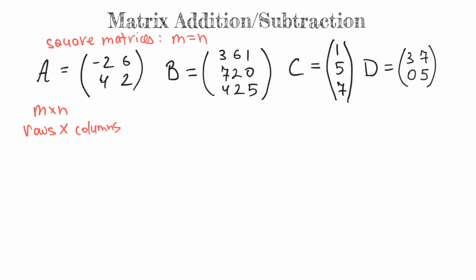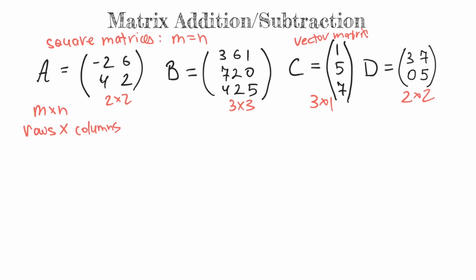So in order to figure out how to add or subtract two matrices, we first need to take a look at their size. And here we have matrix A, which is a 2 by 2 matrix. Matrix B is a 3 by 3 matrix. Matrix C is a 3 by 1 matrix. And by the way, this is called a vector matrix. And lastly, our matrix D is another 2 by 2 matrix.